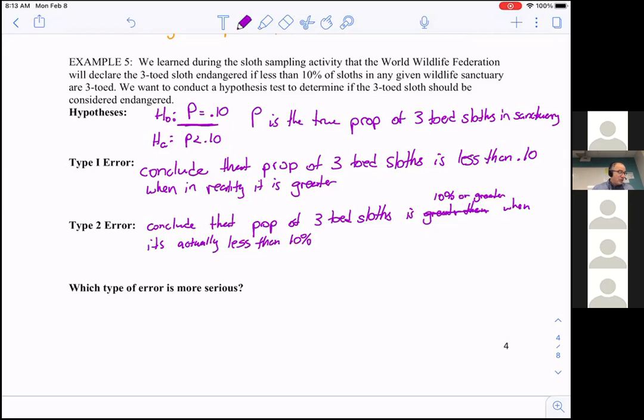Okay, type 2 error. That's going to be something where we got a fairly large proportion in this case, so that means that we didn't put the three-toed sloths on the list. However, in reality, the proportion is below 10%, and they really should be. So now the three-toed sloth does not make it onto the endangered species list, but in reality, it should have been. So now we have to decide which type of error is more serious.